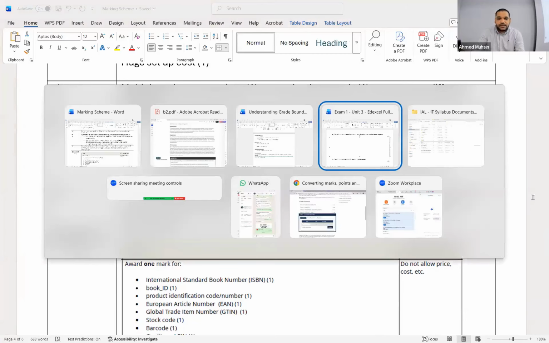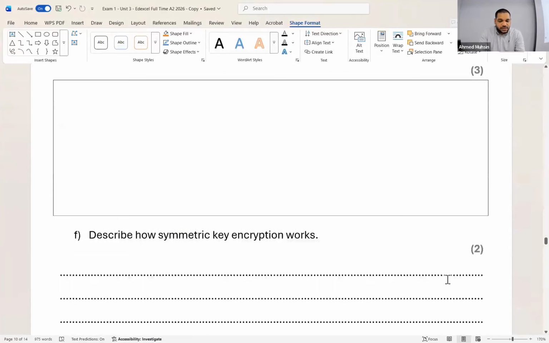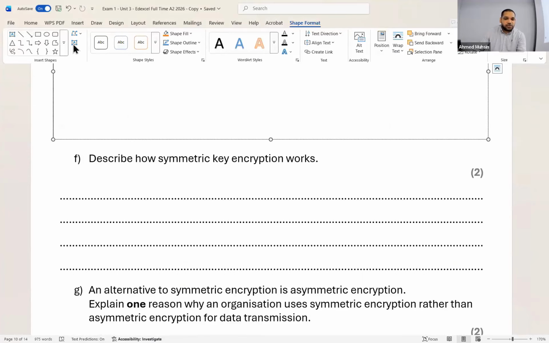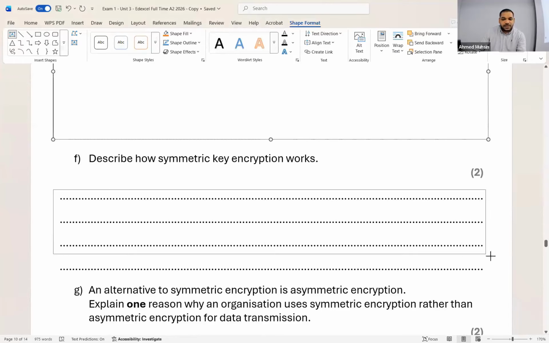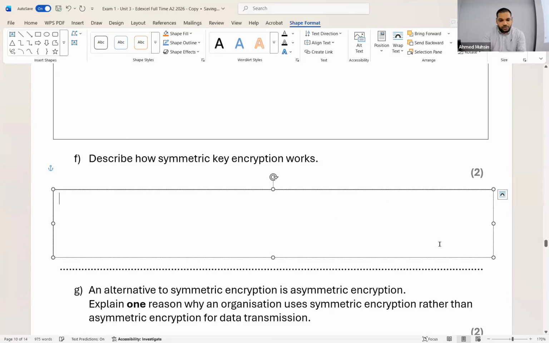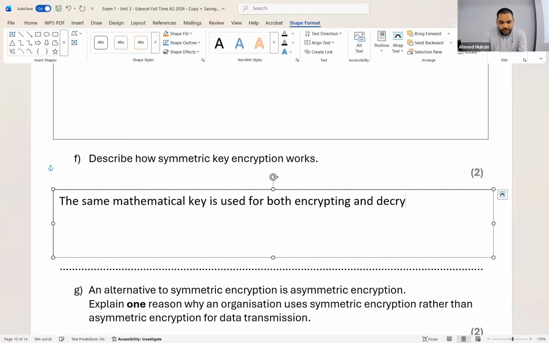Here the examiner says, describe how symmetric encryption works. Simple answer over here. In symmetric, what happens? The same key is used to encrypt and decrypt the data, isn't it? So you can say the same mathematical key is used for both encrypting and decrypting the data. Okay, everyone, the same key is used to encrypt and decrypt.